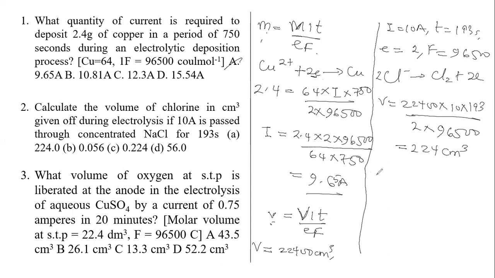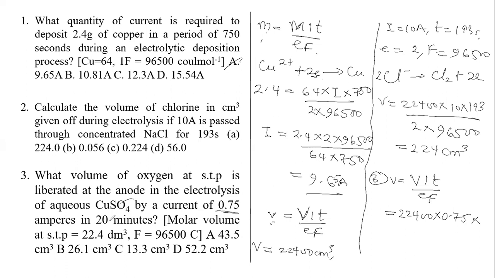So look at question number 3. It says: what volume of oxygen is given off? So we use the same formula, that's vIT over EF. This is the volume at STP, which is 22,400 cm cubed. I is the current, which is 0.75 amperes.